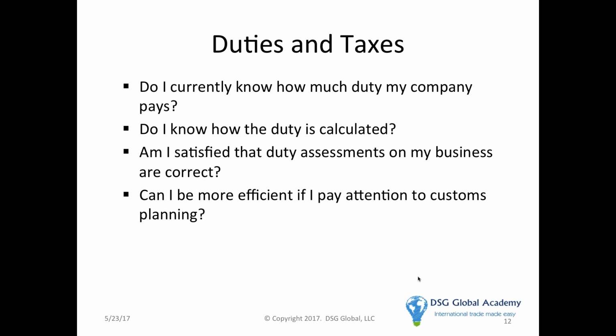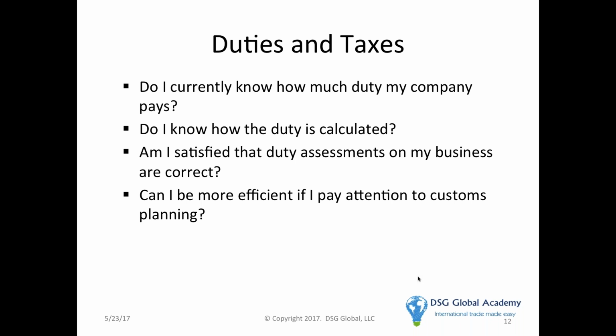So ask yourself, do you currently know how much duty your company is paying? You can get this information from your transportation companies. Do you know how the customs duty is calculated? Some countries like Brazil and India are really complicated, but you need to figure out and understand how it's being done, and that really helps. Sometimes when you review the invoice you get from your freight forwarders, are you sure that the customs calculation makes sense and is not overly inflated?